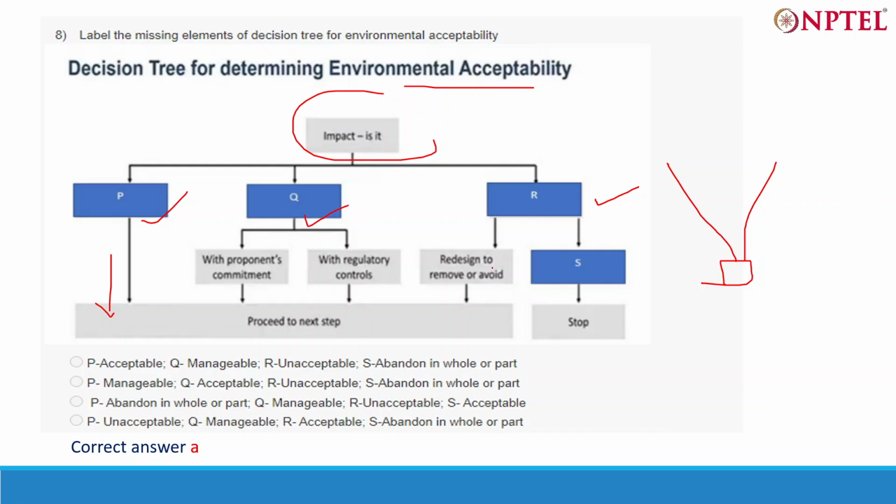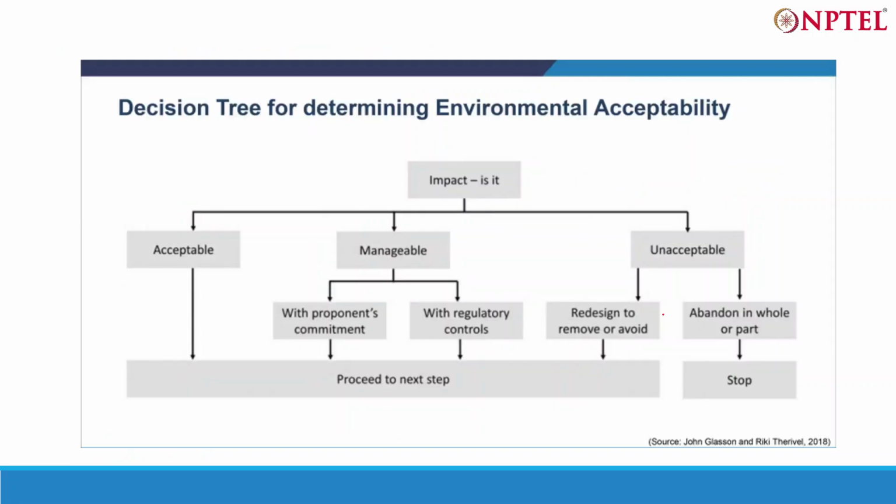So either we redesign it, or like some power plant which is polluting a lot, unacceptable. Either we need to redesign it, put in more flue gas control units and more pollution control devices, otherwise we simply abandon the whole or part. So we stop it. You can see the whole diagram here.